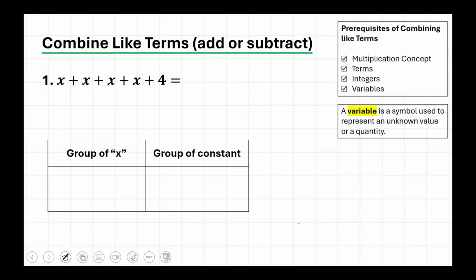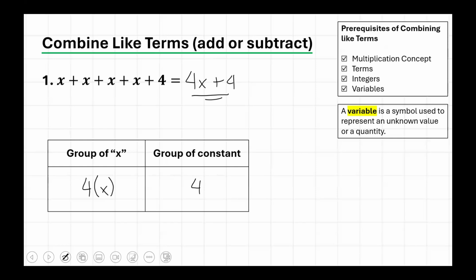So we have a group of x and a group of constant. We have x plus x plus x plus x, so we have a total of 4 times x. For the group of constant, we have 4. In algebra, we can just write it as 4x. That means it is multiplication. Then we'll just copy the 4. And that's your answer right here.